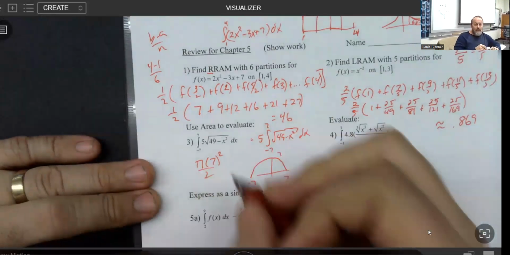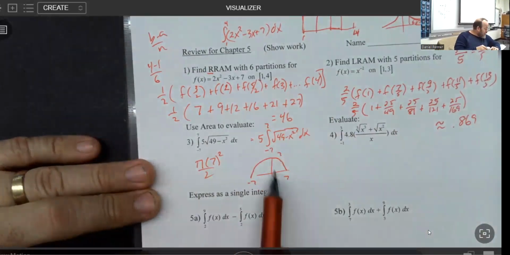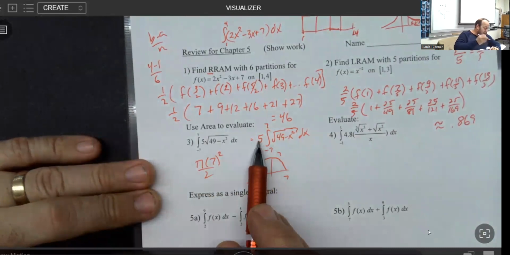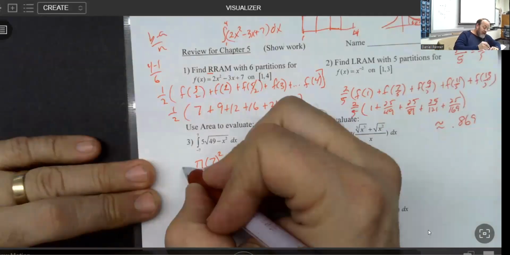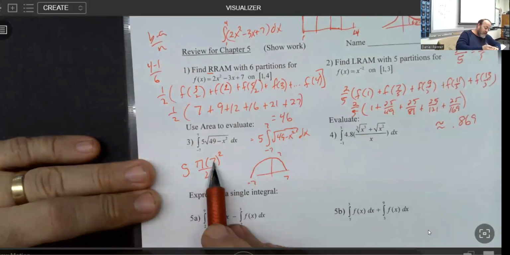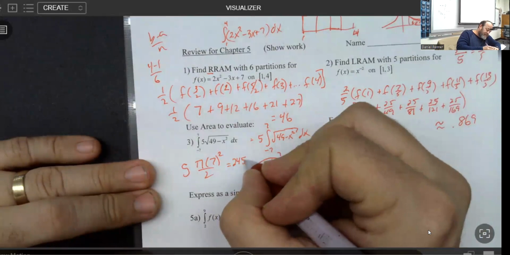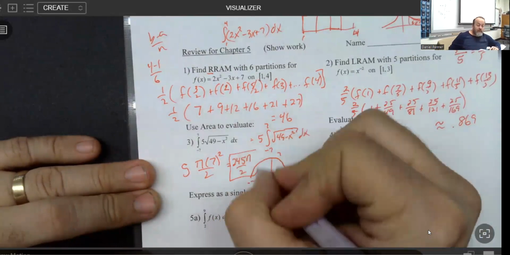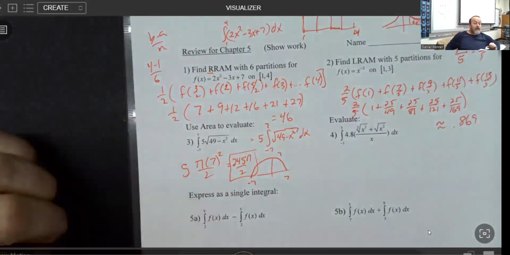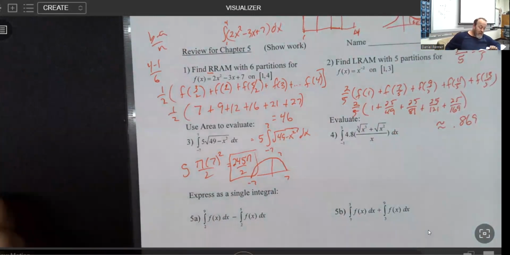And of course, don't forget that 5 that was sitting in front is still a player in the story. And so when I did that, 49 times 5 is 245. So I ended up with 245 pi over 2 as the precise value of that thing. And I'm not using a calculator because I don't need one.